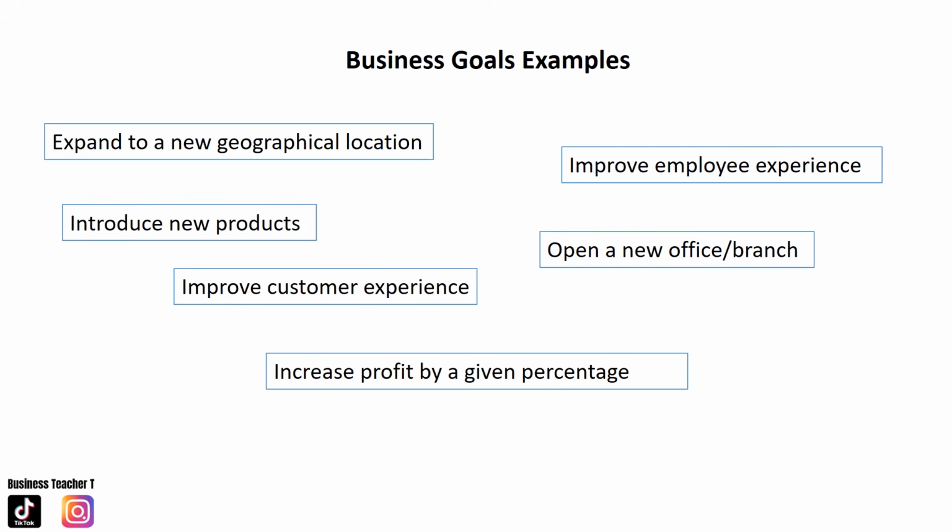Here are some examples of business goals. It could be to expand to a new geographical location, improve employee experience, open a new office or branch, introduce new products, improve customer experience, increase profit by a given percentage, 15, 20%, whatever it says in the case study. You need to find that information and you need to ensure that you link your answers and your response to the business goals. This can help place you in the top grade boundaries.